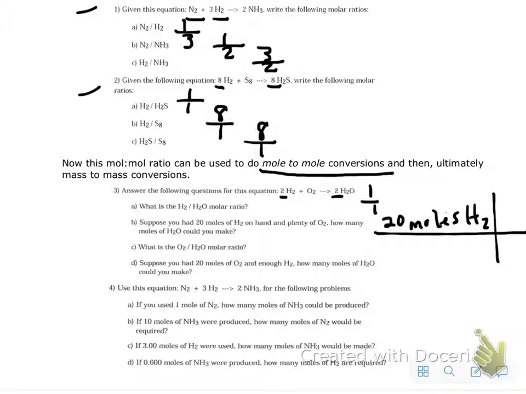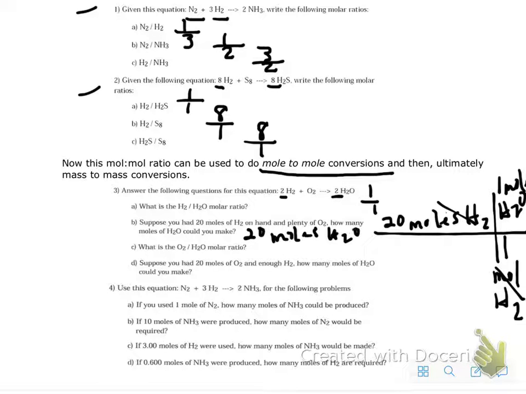So my ratio of moles of hydrogen to moles of water, 1 mole of hydrogen, and I'm putting that on the bottom so that moles of hydrogen will cancel. My ratio is 1 to 1, 1 mole of water. Now I don't need a graphing calculator or a calculator at all to actually figure this out. Since they're in a 1 to 1 ratio, I know that if I have a certain amount mole-wise of hydrogen, I'm going to make that same amount of water. So the answer to that question is 20 moles of water.